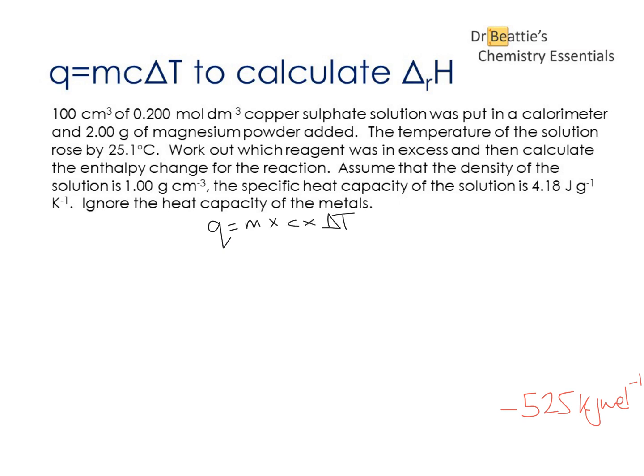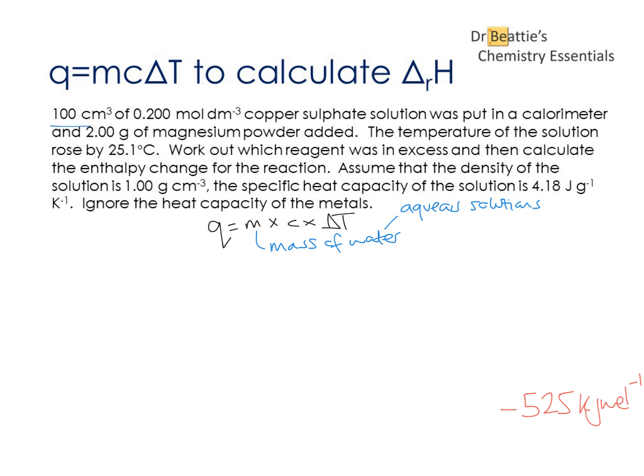So we need m, c, and delta T. Now here we're only interested in the mass of the water or the aqueous solution. Even though we're adding 2 grams of magnesium powder to an aqueous solution, we're going to ignore this in the mass. The reason being is we're multiplying this by c, 4.18, which is the specific heat capacity of water or an aqueous solution. Magnesium powder itself isn't included here, so we just ignore it.